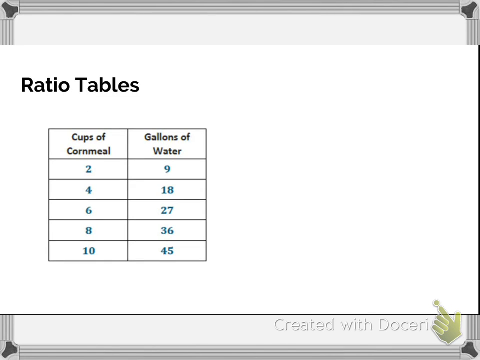Oftentimes you're going to see ratios in tables. In fact, you see things like this on the back of recipe boxes, such as on pancake mix. You'll see where if you want to make different amounts of pancakes, what amount of water to pancake mix relationship you're going to need. When I look at this ratio table, I look at this first set right here of values. We're always going to be comparing the cornmeal to the water in each and every relationship here.